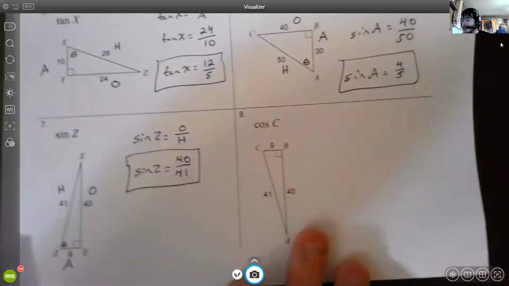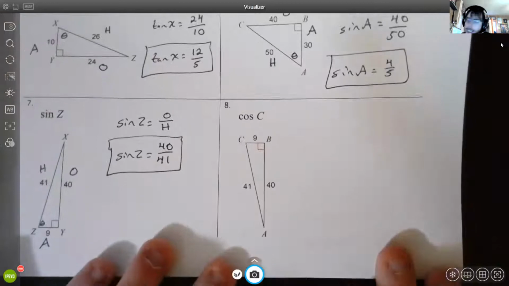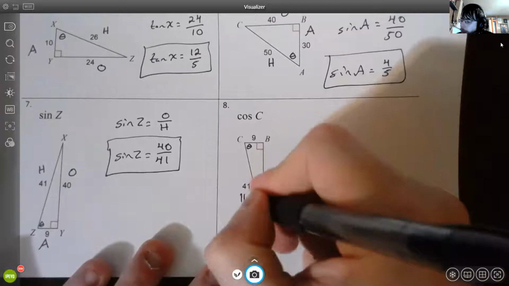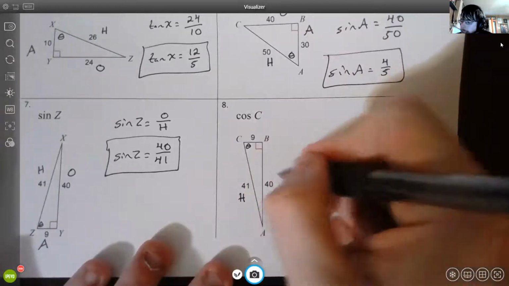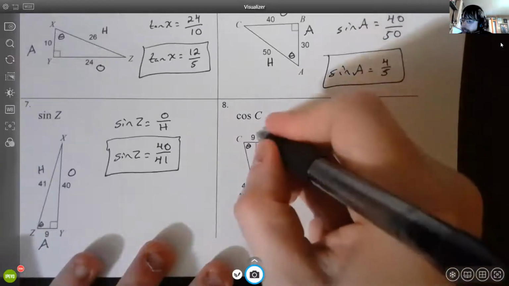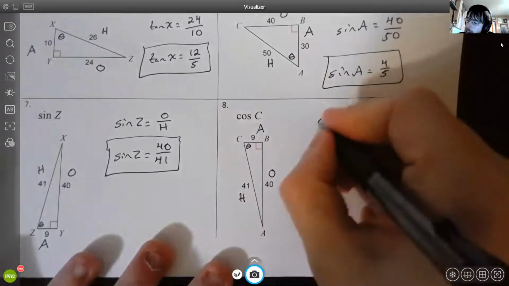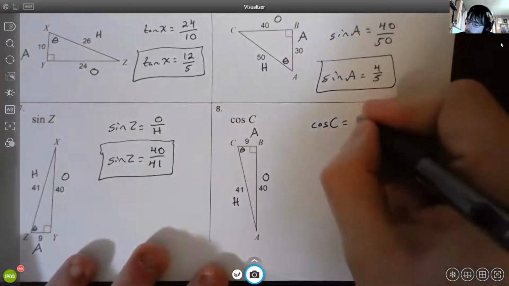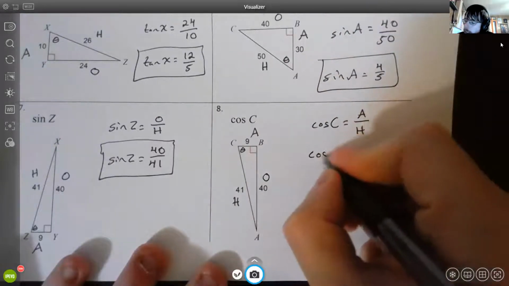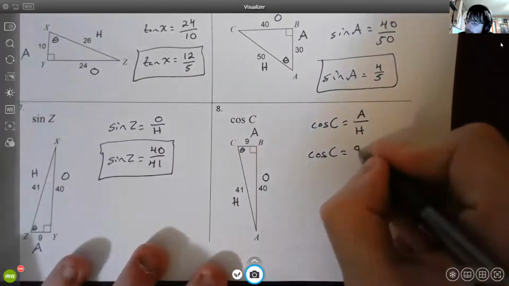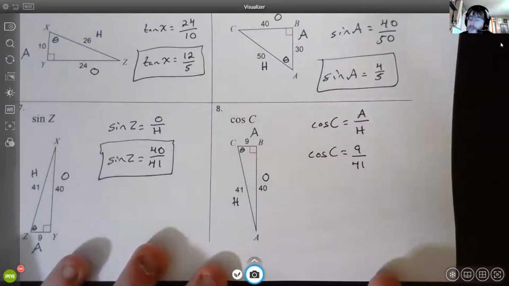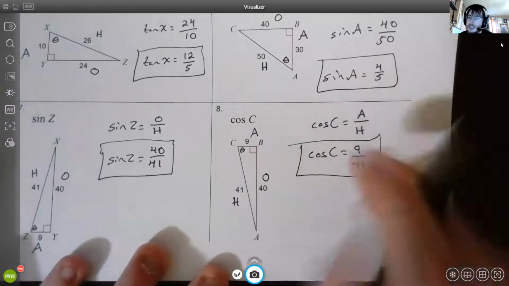Number 8, cosine of c. So c is our theta this time. Our hypotenuse is 41. Our opposite side is the side that does not touch theta, which is 40. And our adjacent side is 9. Cosine of c is equal to A over H. So cosine of c, our A value is 9. H is 41. And if you plug that into the calculator, you'll find that 9 over 41 also does not simplify.